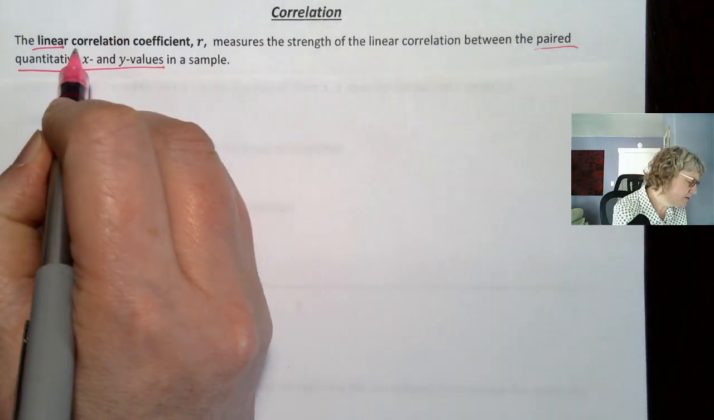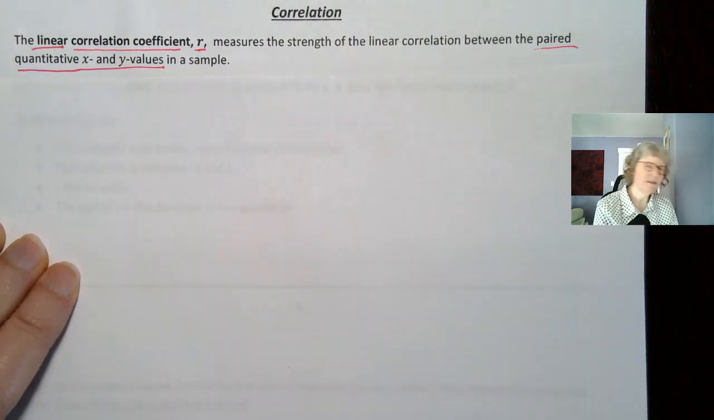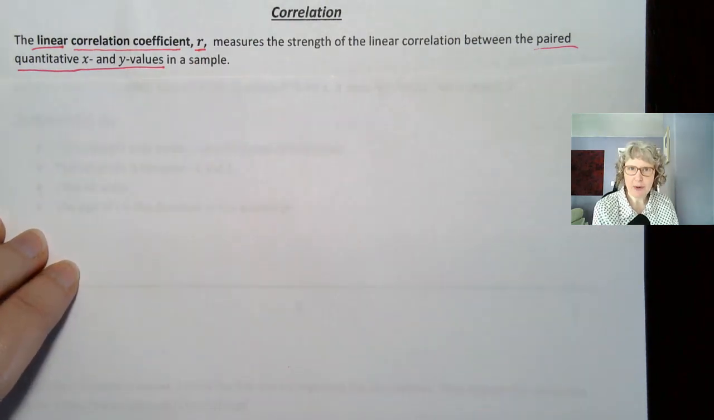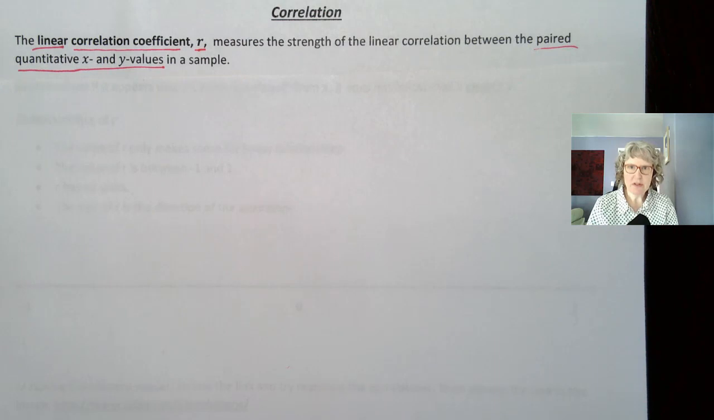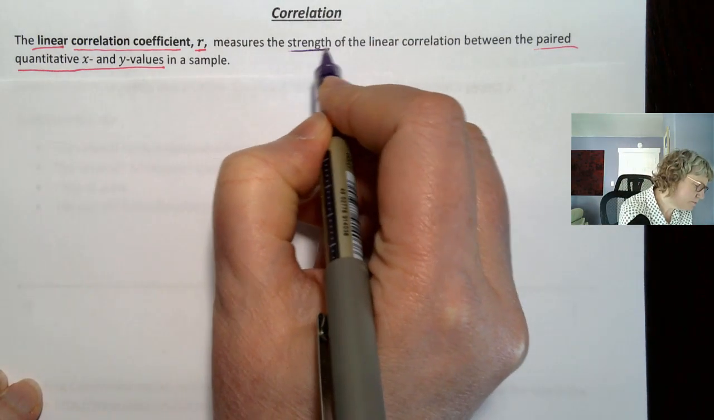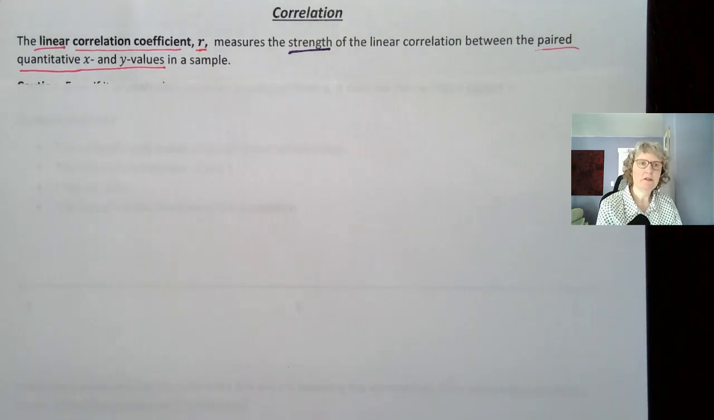Okay, so the correlation coefficient is denoted by the letter R. What this does is it measures the strength of a relationship. So let's learn more about this.